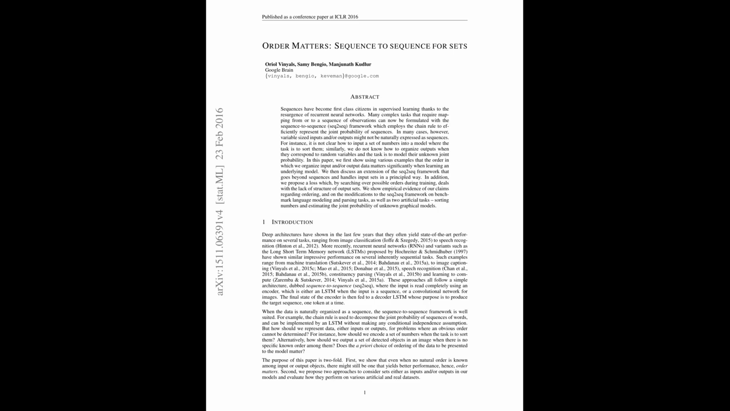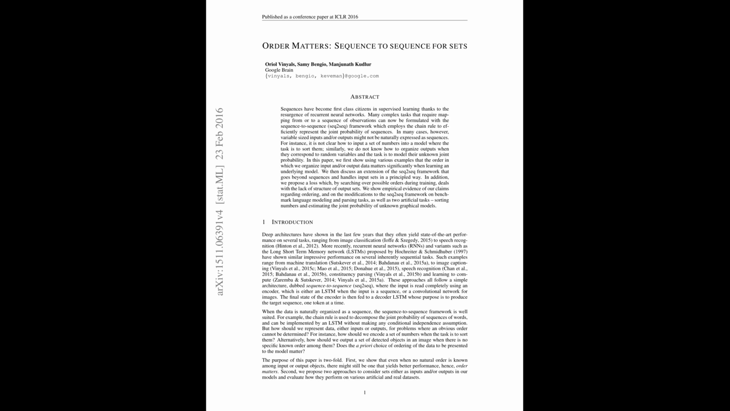Imagine you're trying to teach a neural network to sort a list of numbers. You'd think the order in which you hand the network those numbers shouldn't matter much, right? After all, a set is a set. But it turns out this question of whether input and output ordering matters for sequence models has some surprisingly deep implications. And it's the central puzzle that Oriol Vinyals, Sami Bengio, and Manjunath Kudlur from Google Brain set out to untangle. Let's set the stage.